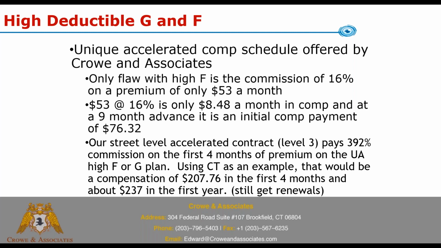So with United American specifically, we have a contract that helps with that. We have an accelerated contract, our lowest level of that, the street level, so we can go up from there. But the street level on that is not an advance. It just pays a higher percentage of the commission in the first year. It basically pays 392% commission on the first 4 months of premium. So if you, again, use Connecticut for an example, on that high deductible G sale, on a plan that was $53 a month, instead of getting $80 for the first year, you wind up getting $237 in the first year because they just front load the commission so much.